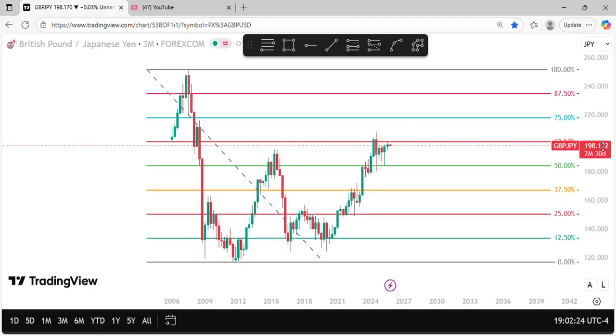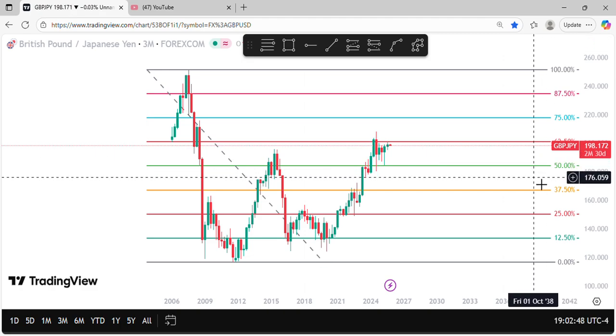Yeah, my voice is a bit low, but today I want to share with you guys a very juicy setup on GBPJPY, which helped me get out of a drawdown, or let me say get partially out of a drawdown on my account.